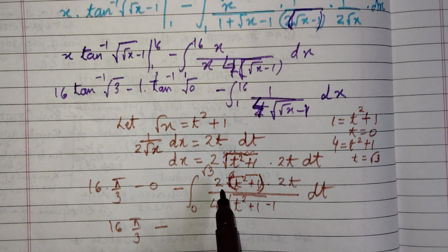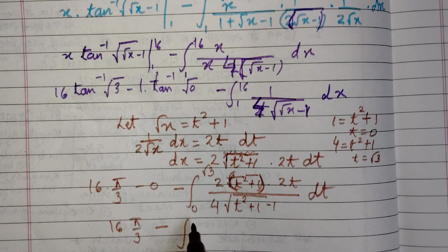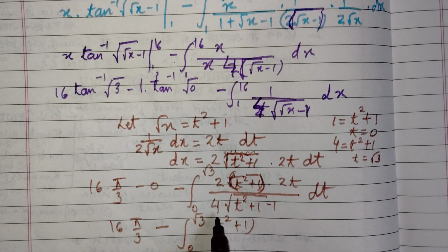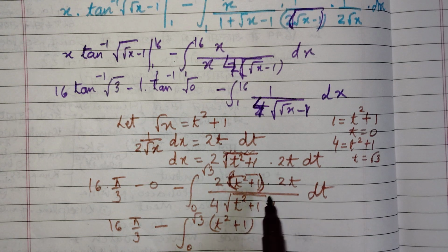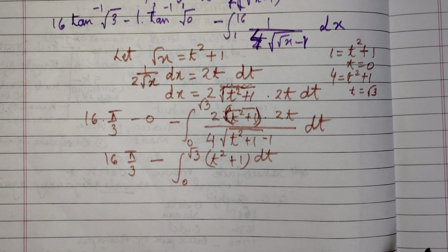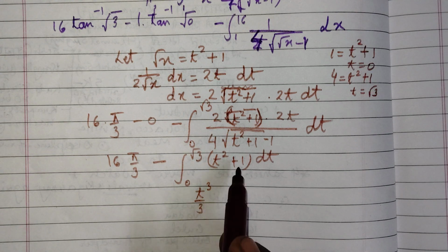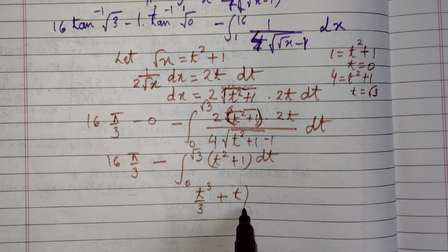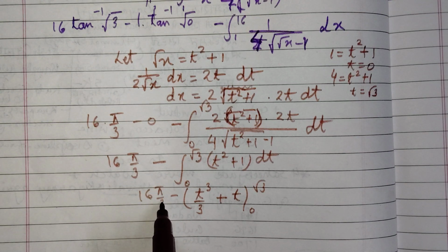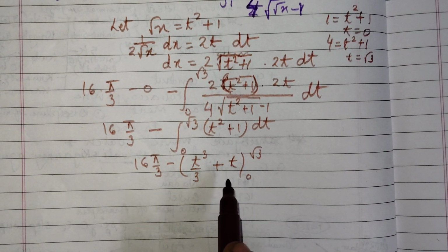Now look, denominator 4 and numerator 2 into 2 cancel out. So 4 cancels out. In the numerator we get integral 0 to square root 3 of t square plus 1. Why? This t and this denominator square root t square are the same, because square root t square is t, so t cancels out. We get only t square plus 1. Further integrate, the integral of t square is t cube upon 3, and the integral of 1 is t, and we put the limit 0 to square root 3, minus, and the remaining terms we write as it is, 16 pi over 3 minus t cube upon 3 plus t, with limits 0 to square root 3.